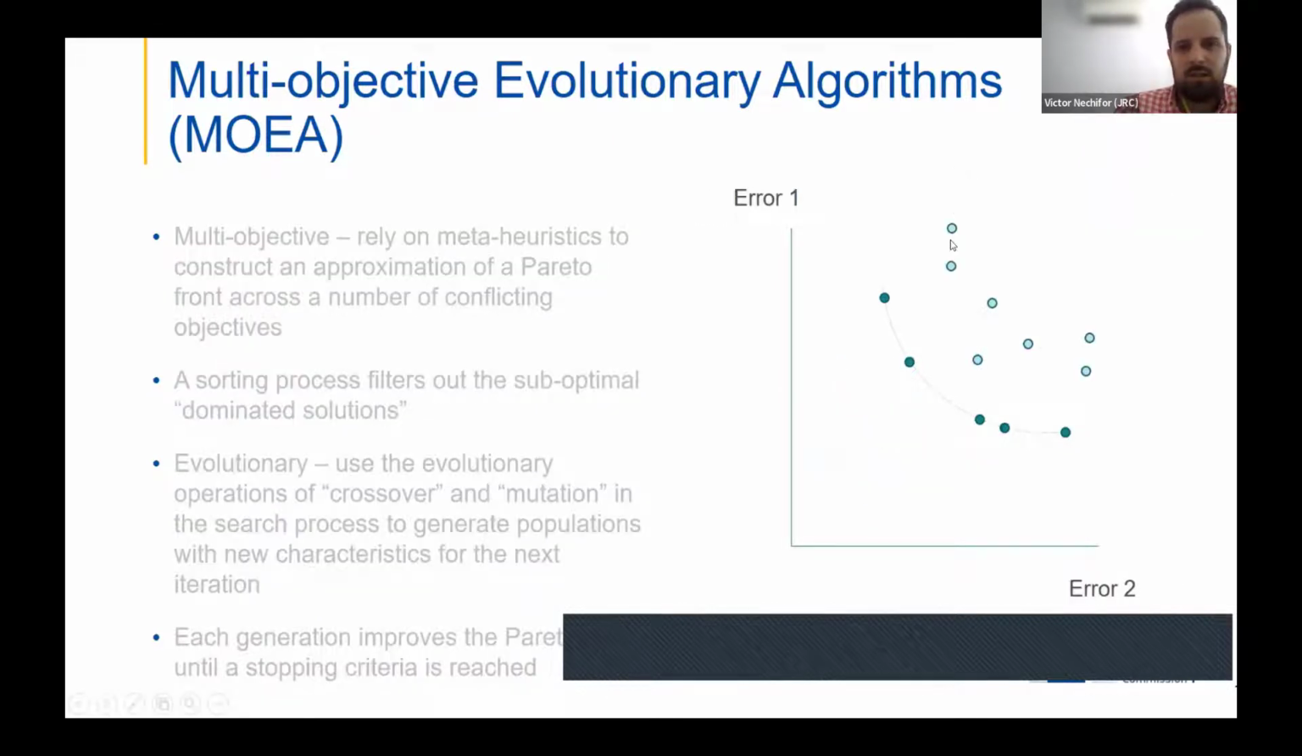Going to the calibration exercise, this obviously becomes a minimization process. So instead of having the points below the front, you will have them above. Through the iteration process, this front should become lower and lower as the iterations go through.